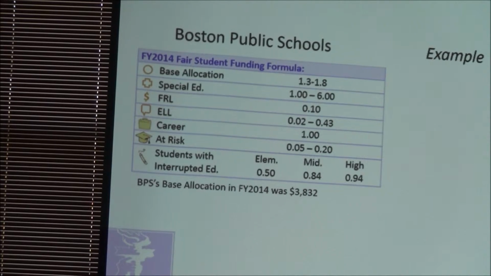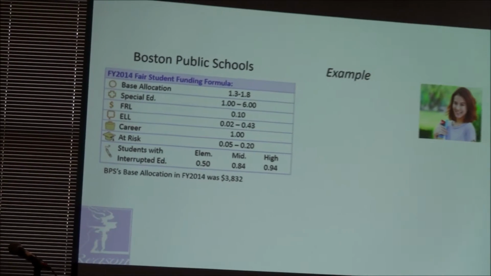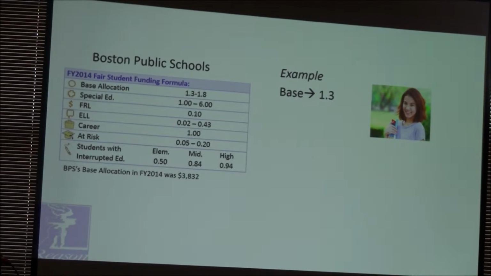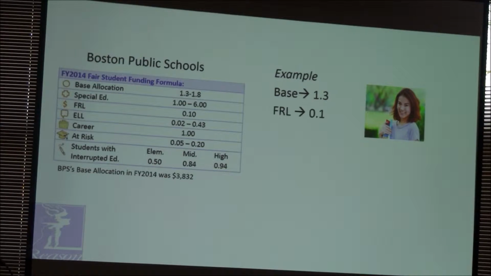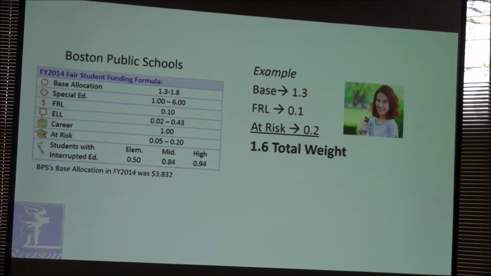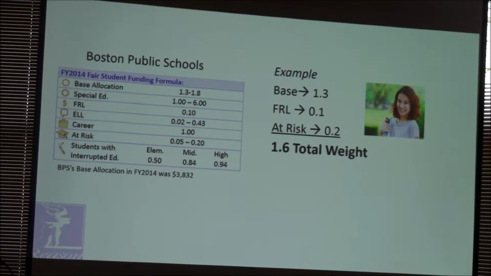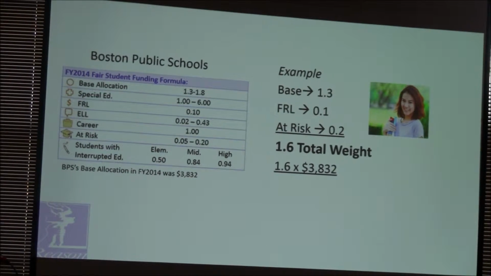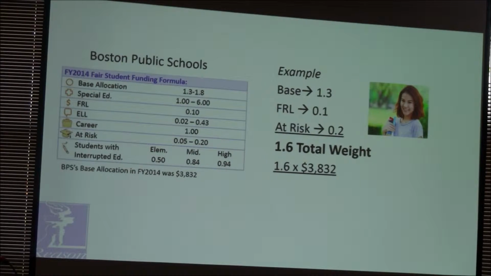And how this looks is, we have the student here, so we'll call her Susie. Susie's in, let's say, the 7th grade, so she gets a base allocation of 1.3. And she's also eligible for free and reduced lunch. She's at risk, and so her total weight is 1.6. And of course, if she weren't at risk, then the weight would be 1.4, and so on. And this is unique to Susie. From there, to figure out how much funding she gets, you simply multiply that 1.6 weight by the base funding allocation of $3,832 to get Susie's total funding, which is just over $6,100. And of course, the basic concept is, regardless of which school Susie attends within the district, she's going to get that same amount of funding.